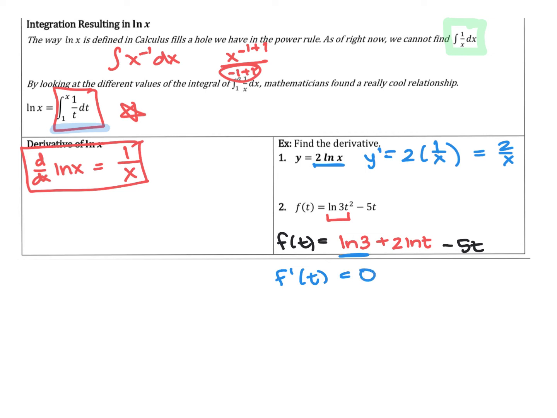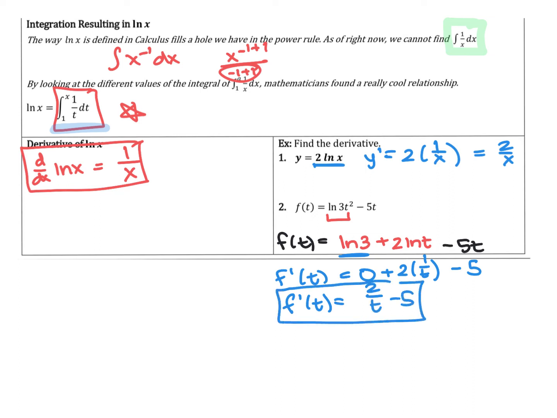Natural log of 3 is just a number. The derivative of any constant is 0. Plus 2 times the derivative of natural log of t, which is 1 over t, minus the derivative of negative 5t, which is minus 5. So let's clean this up a little bit. This is going to be 2 over t minus 5 is our derivative. So expanding out your natural log values is going to make it easier for you to take the derivative.